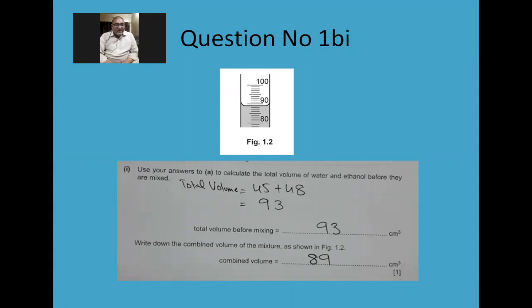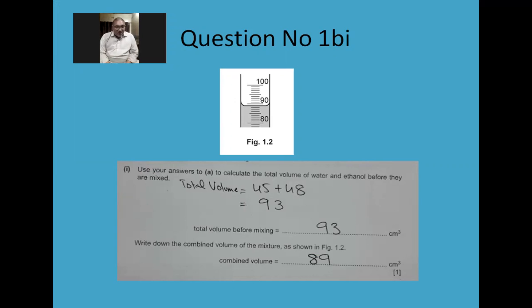The next question coming up is the B part of question number 1. In its first part, it says the student then pours the ethanol into the water and allows the liquids to mix. There is no chemical reaction. Figure 1.2 shows the volume of the mixture. Use your answer to the A part to calculate the total volume of the water and the ethanol before they are mixed. Because you have poured the ethanol into the water, the total volume we think should be 45 plus 48, which is 93 cubic centimeter.